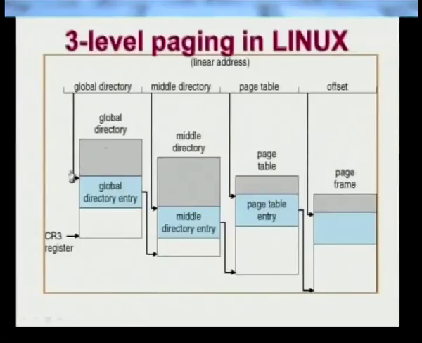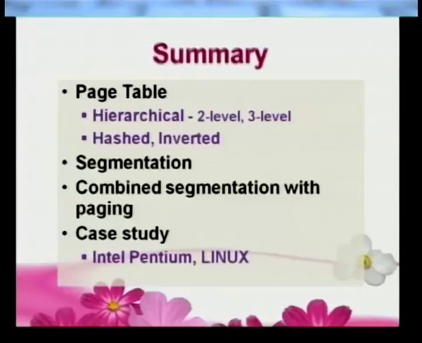This is how the 3-level paging scheme in Linux works. Here is a global directory. The global directory entry is identified and it goes for a middle directory search. The middle directory entry is identified and it goes for a page table search. The page table entry is identified and it goes for a frame search. The frame is identified and the offset is taken along with this, and the physical address is generated. With this slide, we have discussed different case studies across Intel 80386, Pentium and Linux on how paging and segmentation work. We will now summarize what we have discussed in the lecture.